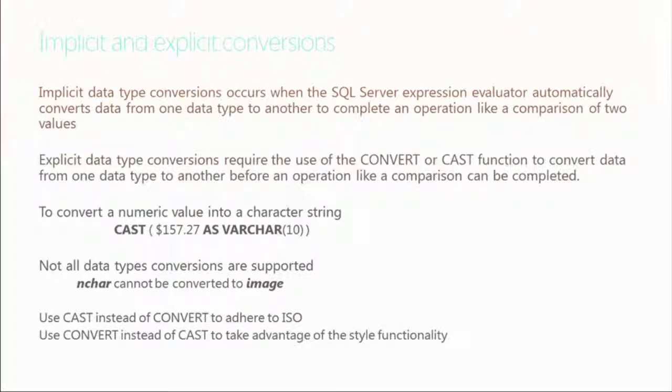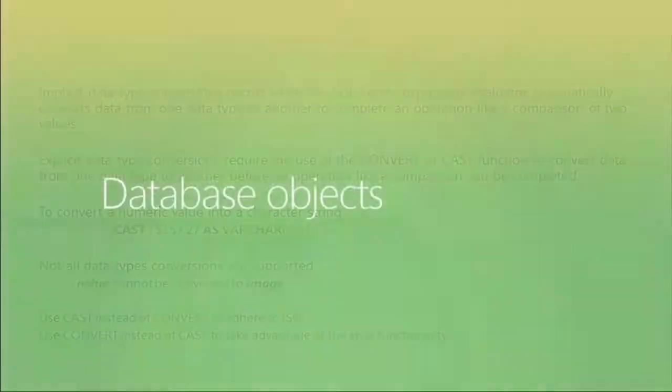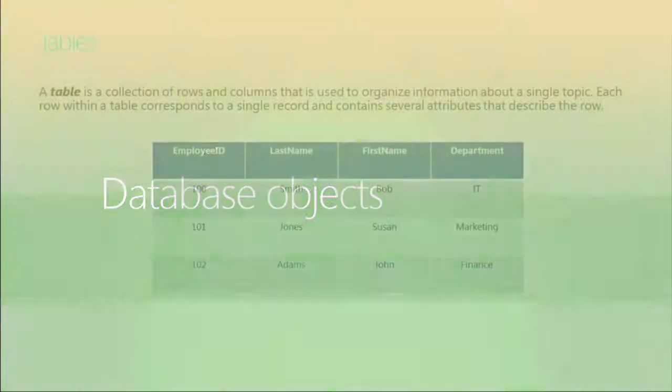So we introduced the ISO standard. The cast and the convert can both be used for doing explicit conversion. Cast is recommended because it adheres to ISO. Now, Microsoft has decided to create another flavor of that called convert, which just gives it a little bit of a different variation. So with data types, you have to understand those before you create your objects. We're now ready to create our objects.